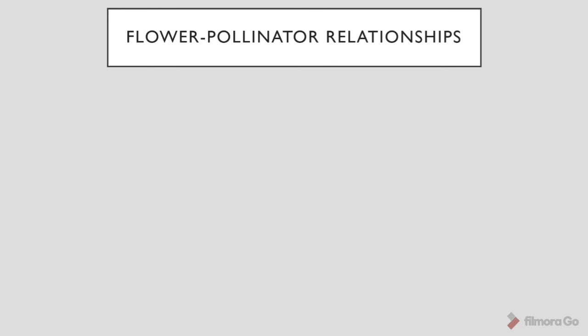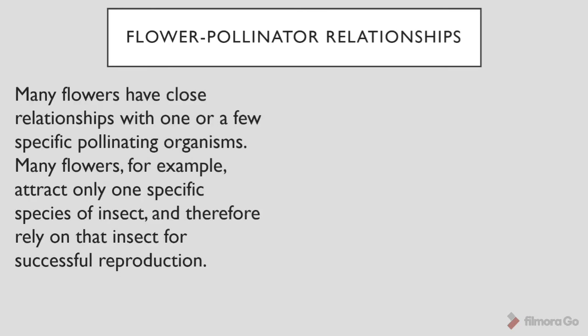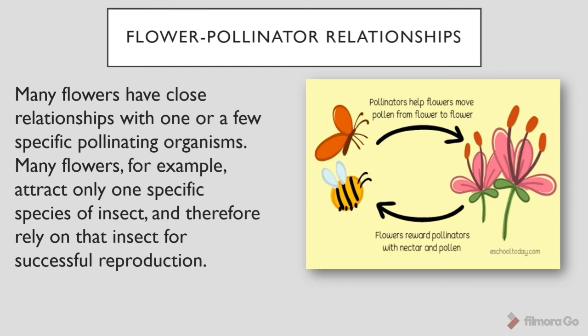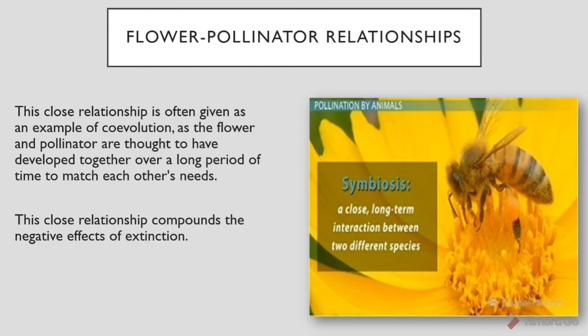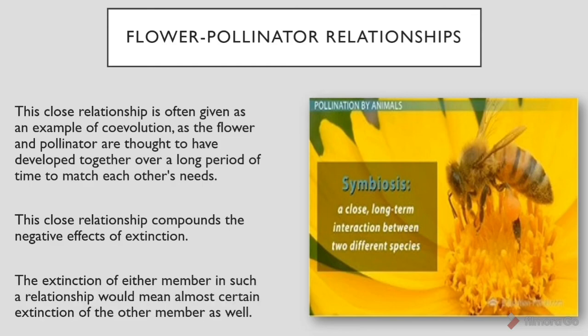Flower-pollinator relationships. Many flowers have close relationships with one or a few specific pollinating organisms. Many flowers, for example, attract only one specific species of insect, and therefore rely on the insect for successful reproduction. This close relationship is often given as an example of coevolution, as the flower and the pollinator are thought to have developed together over a long period of time to match each other's needs. This close relationship compounds the negative effects of extinction. The extinction of either member in such a relationship would mean almost certain extinction of the other member as well.